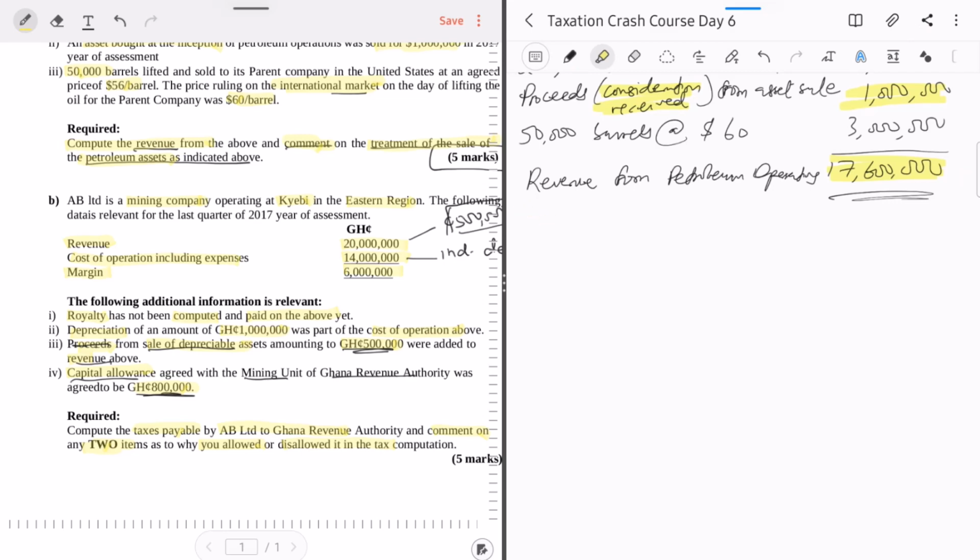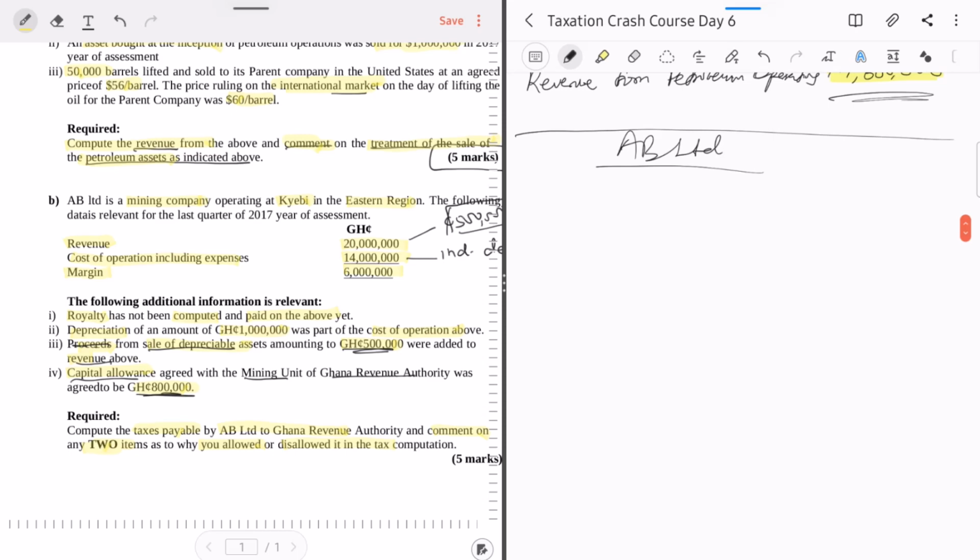The company is called AB Limited, right? So what are we required to compute? For AB Limited, we are required to compute what? The taxes payable. So we can just say computation of taxes payable.